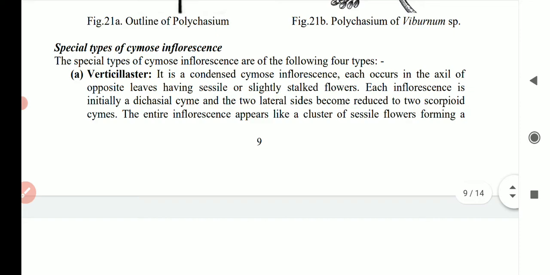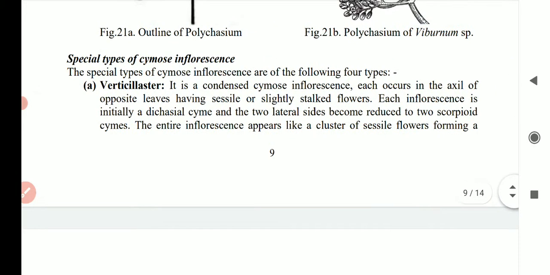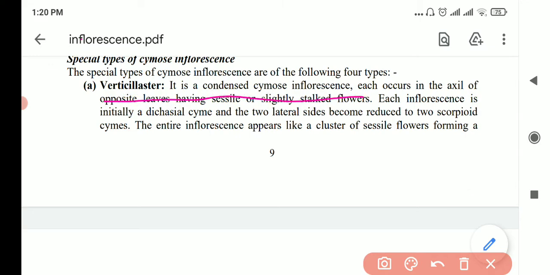So it's a condensed type of cymose inflorescence. See there. Each occurs at the axil of the opposite leaf, having slightly stalked or sessile flowers. It appears like a cluster of sessile flowers.